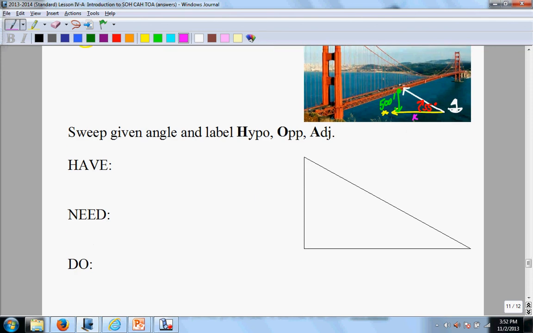Bring that down here, and we have 55 degrees. We have 500 feet. We have an unknown length here, and of course you have a right angle. You're going to use this information to do have, need, do, and solve for the unknown.